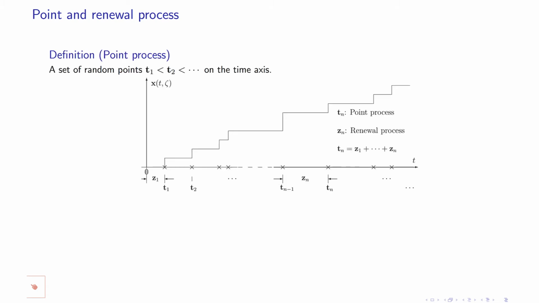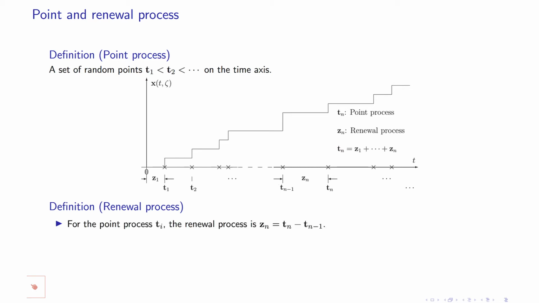So point and renewal processes are interrelated. Suppose that you have a collection of points, and let's say the first one is T1, the second one T2, etc. So we call this a point process. The sequence Tn is called a point process. It's a set of random points on the time axis. Now, the renewal process is the difference between them.